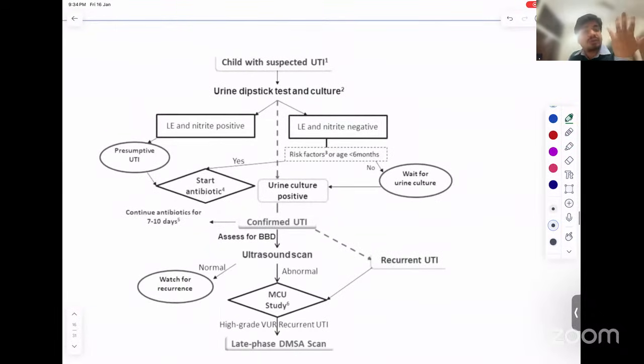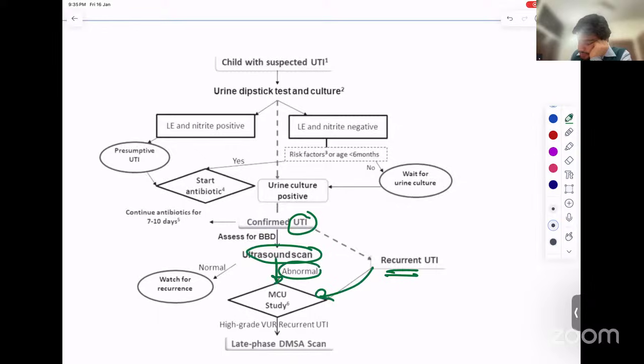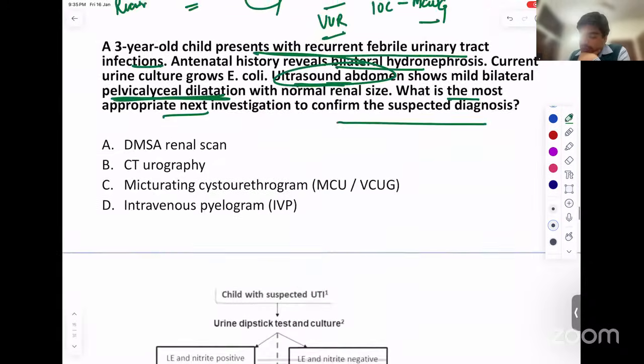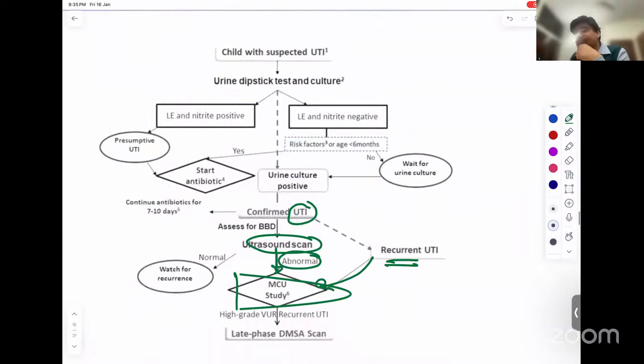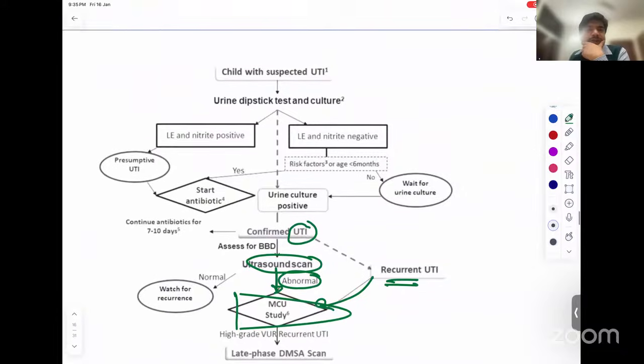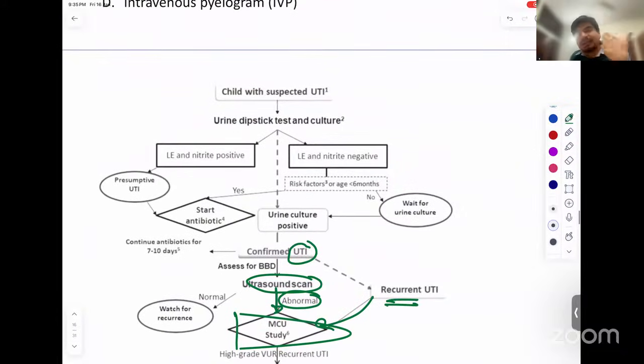This is a flowchart from the recent ISPN guidelines, right? Whenever you have a confirmed UTI, after an ultrasound, if it's abnormal, you have to go for an MCUG study, and then you have to go for a DMSA. So the answer here is going to be MCUG. DMSA is after that, right? Anyways, we are suspecting VUR in this particular case, so we have to do an MCUG.